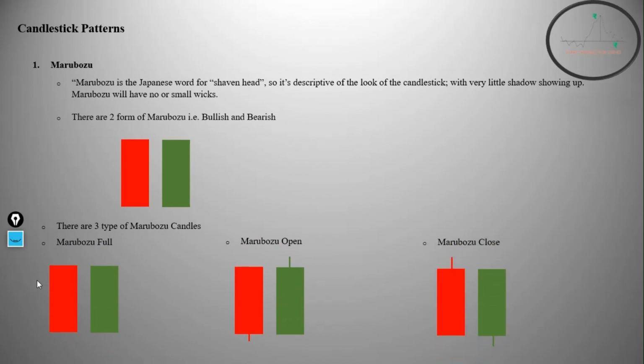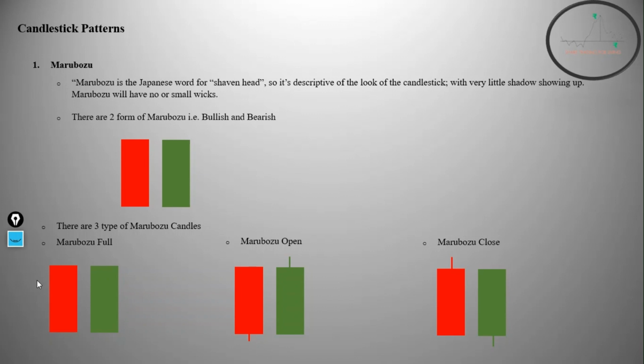Then the third one, which is Marubozu close, wherein close is equal to high for a green candle and open is equal to low. For a red candle, open is equal to high and close is equal to low. So Marubozu close for a green candle is close equal to high, and for red it is close equal to the lowest price for the particular security. These candles represent strong momentum.